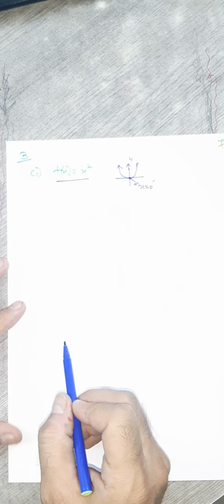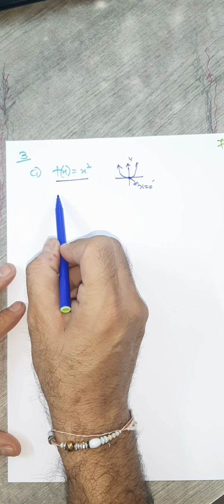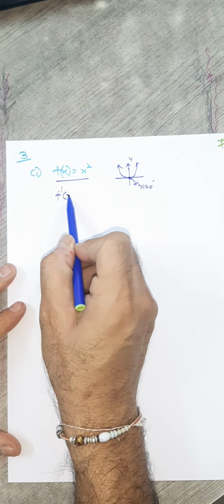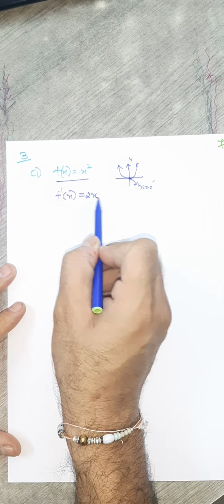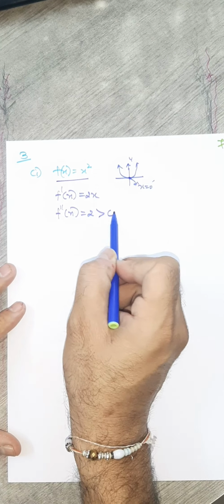You know, this is a very well known function, a parabola, symmetric about the y-axis. So it has a minimum at 0 here, and that's a local minimum. In fact, it's also an absolute minimum, but we'll do it with the help of the second derivative test. So differentiate it twice. f'(x) equals 2x, f''(x) equals 2, which is positive.